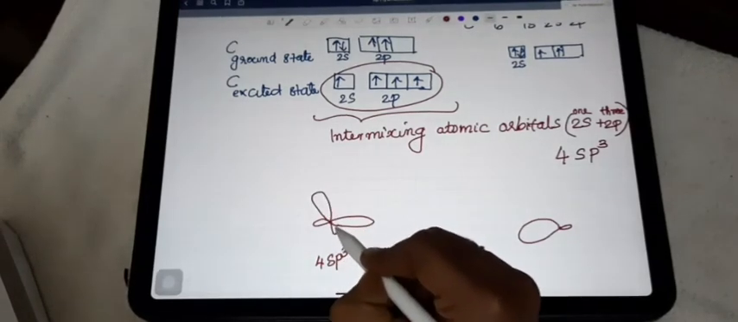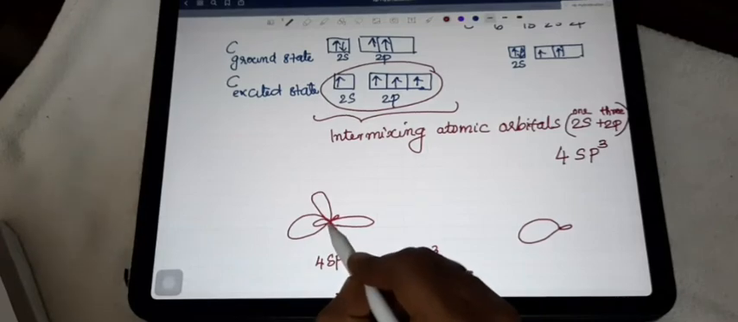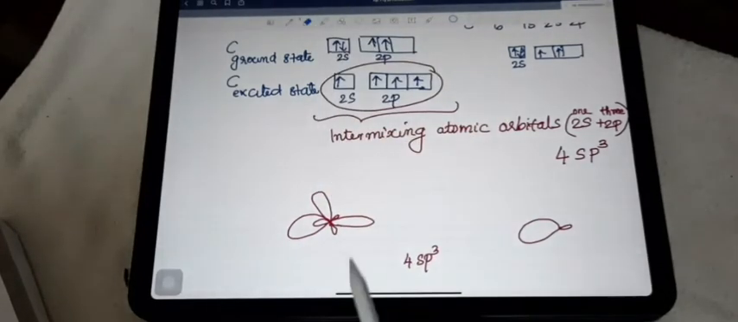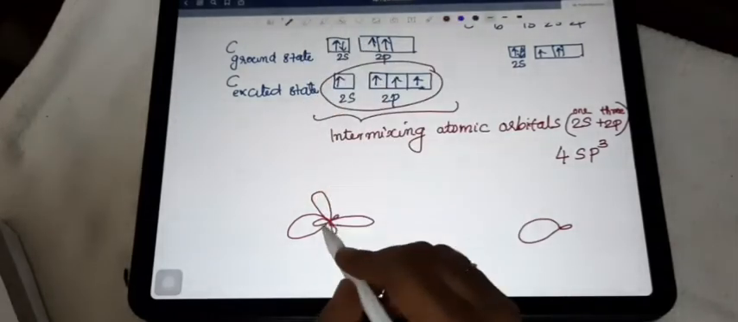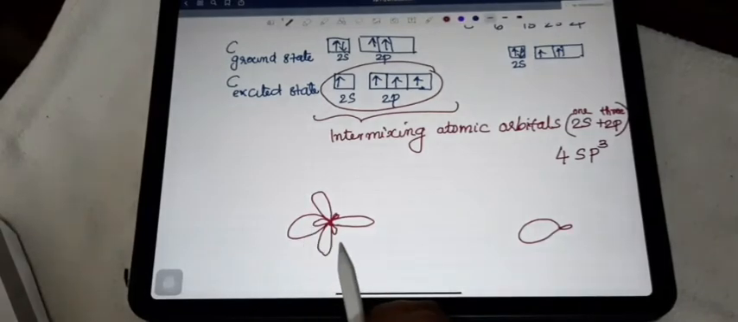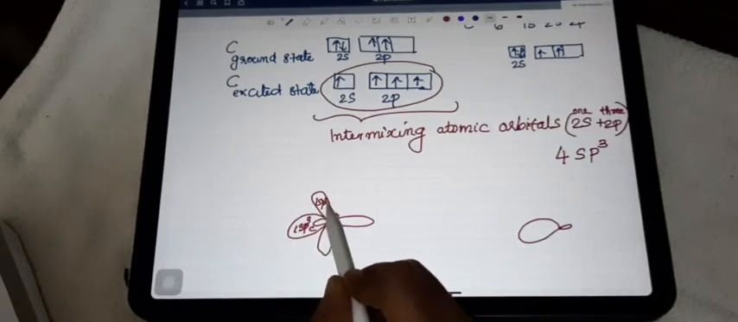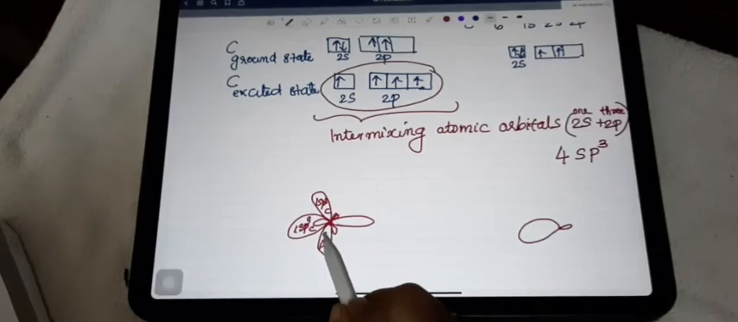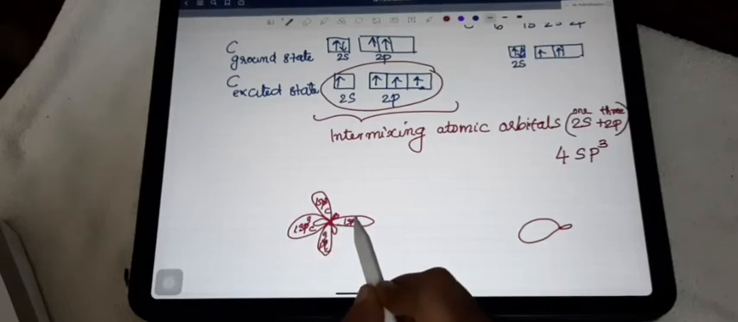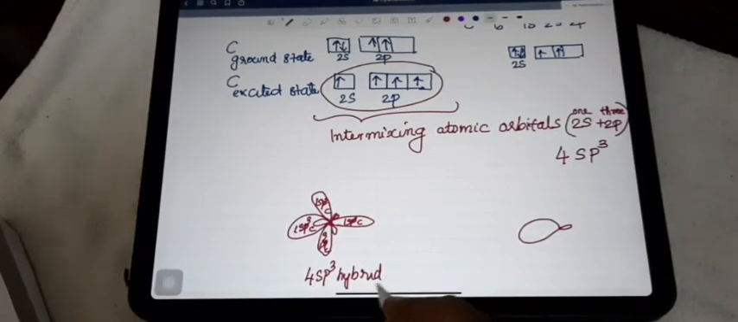This is another hybrid orbital and this is another hybrid orbital, and I am going to draw like this. Okay, this is the next one. So 4 equal lobes, it is good. This is 1 sp3 hybrid orbital of carbon, this is 1 sp3 hybrid orbital of carbon, and this is 1 sp3 hybrid orbital of carbon, and this is 1 sp3 hybrid orbital of carbon. So 4 sp3 hybrid orbitals, it is ready for one carbon.